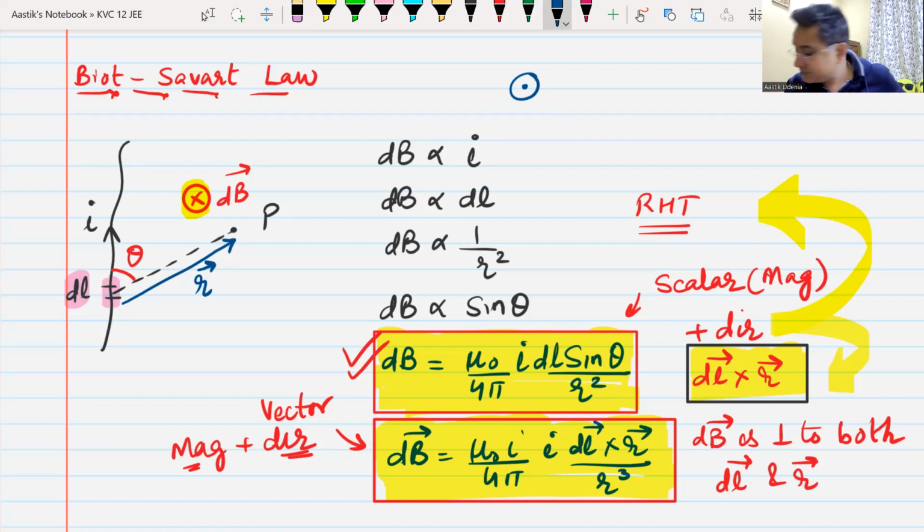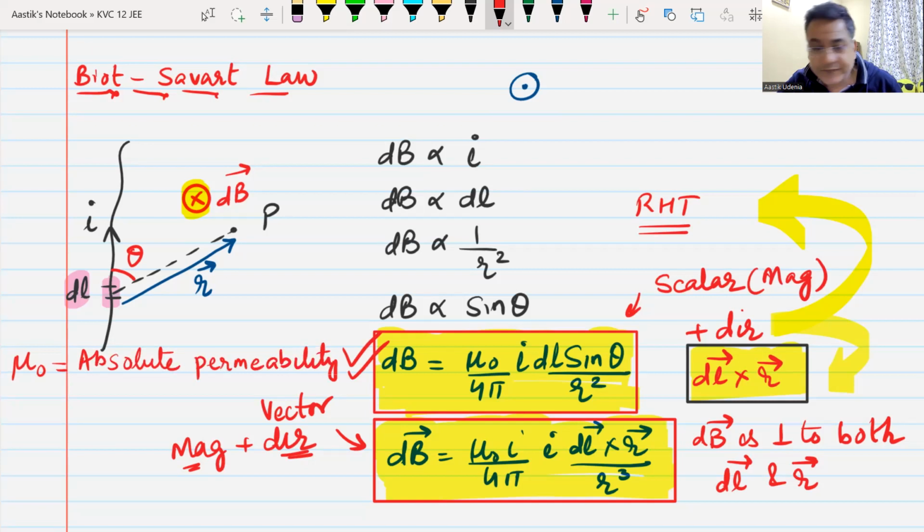Here this mu naught, we did not discuss it. What is this mu naught known as? Anyone? It is known as the absolute permeability. Epsilon naught is permittivity; this is permeability. Absolute permeability of free space or vacuum.